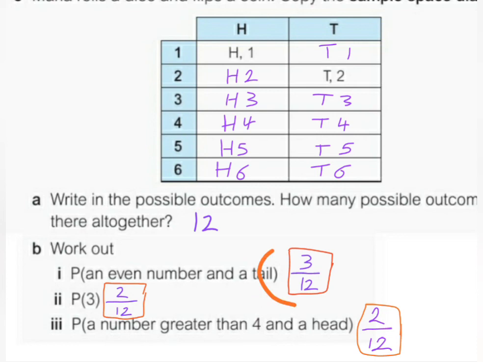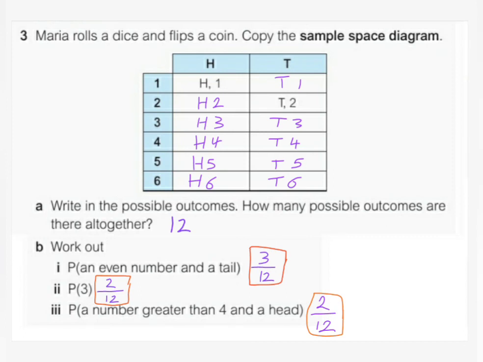Now, when you write a probability like this, you can simplify it. You can say it's 1 over 4 for this one. By simplifying, it means you divide both parts by the same number. So when we divide by 3, it's going to be 1 over 4. For this one, it's going to be 1 over 6. Very good. This one is the same, 1 over 6. And this is how you answer a question like this.